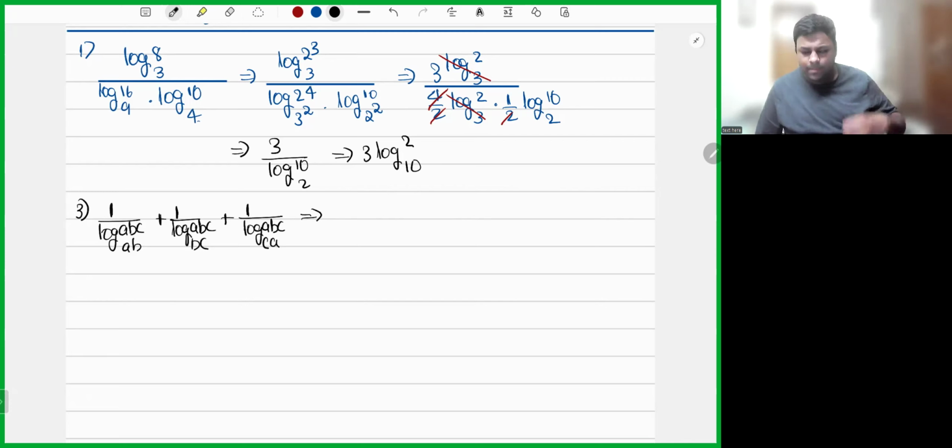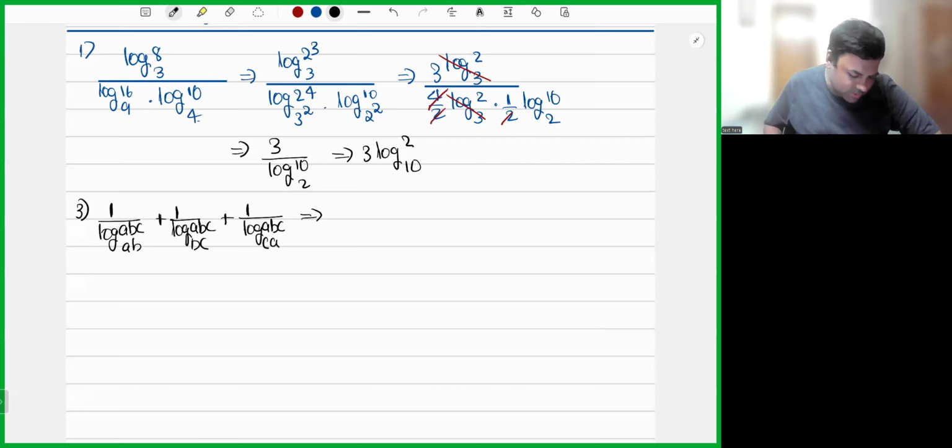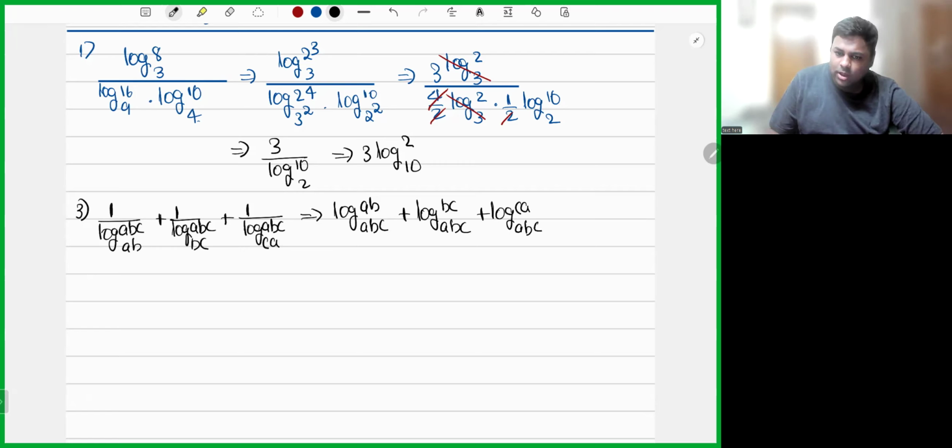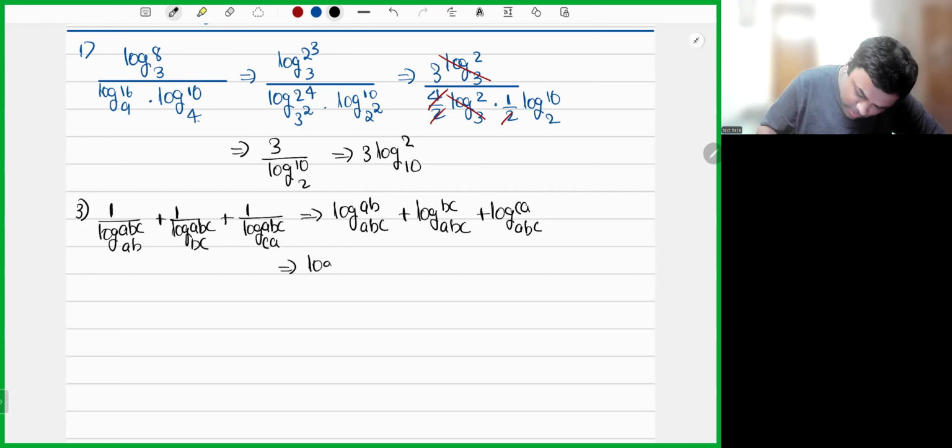Now we know base shifting. Log A base B can be written as 1 by log B base A. Now reverse, let's shift the base: log AB to the base ABC plus log BC to the base ABC plus log CA to the base ABC. What is log M plus log N? Log MN. Yes, sir, log MN. So log AB into BC into CA to the base ABC.